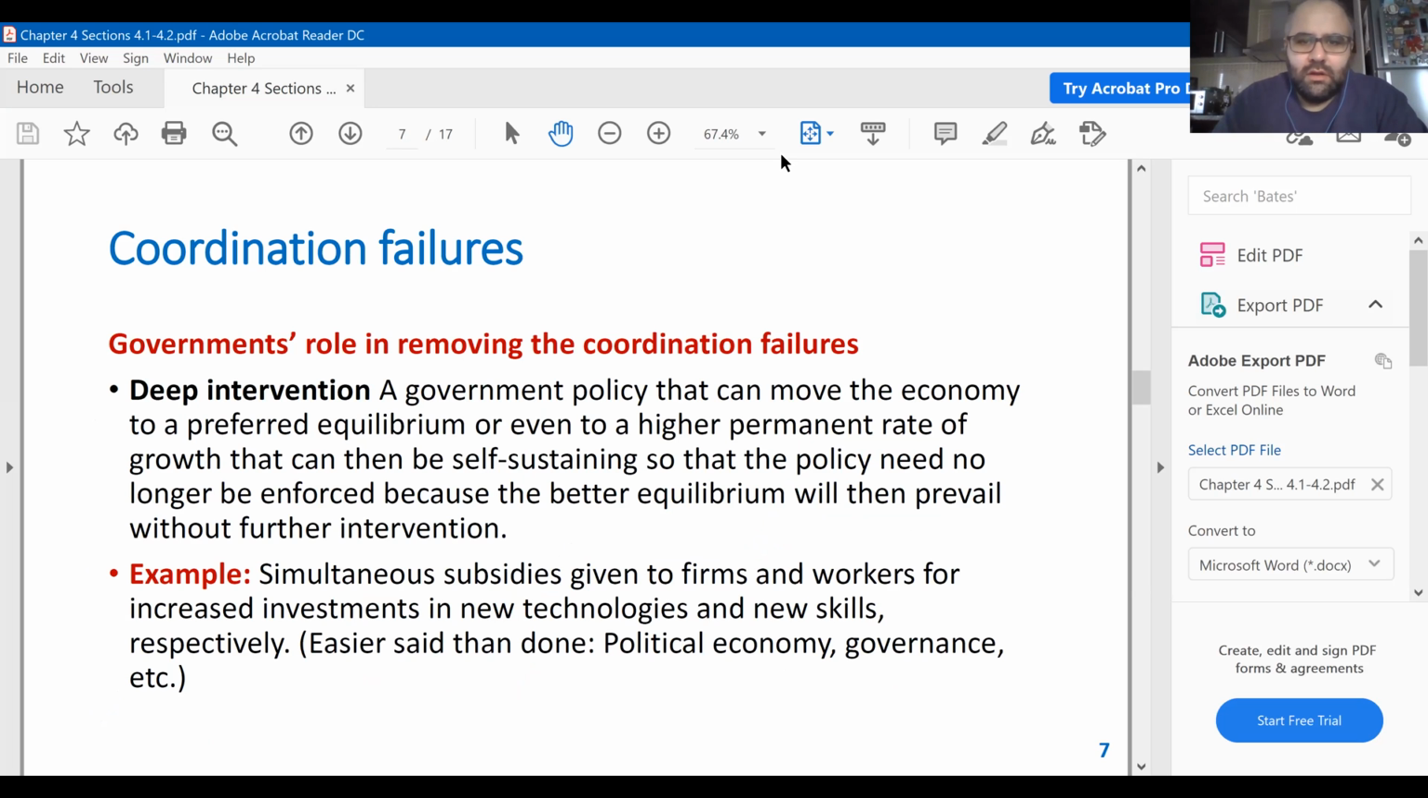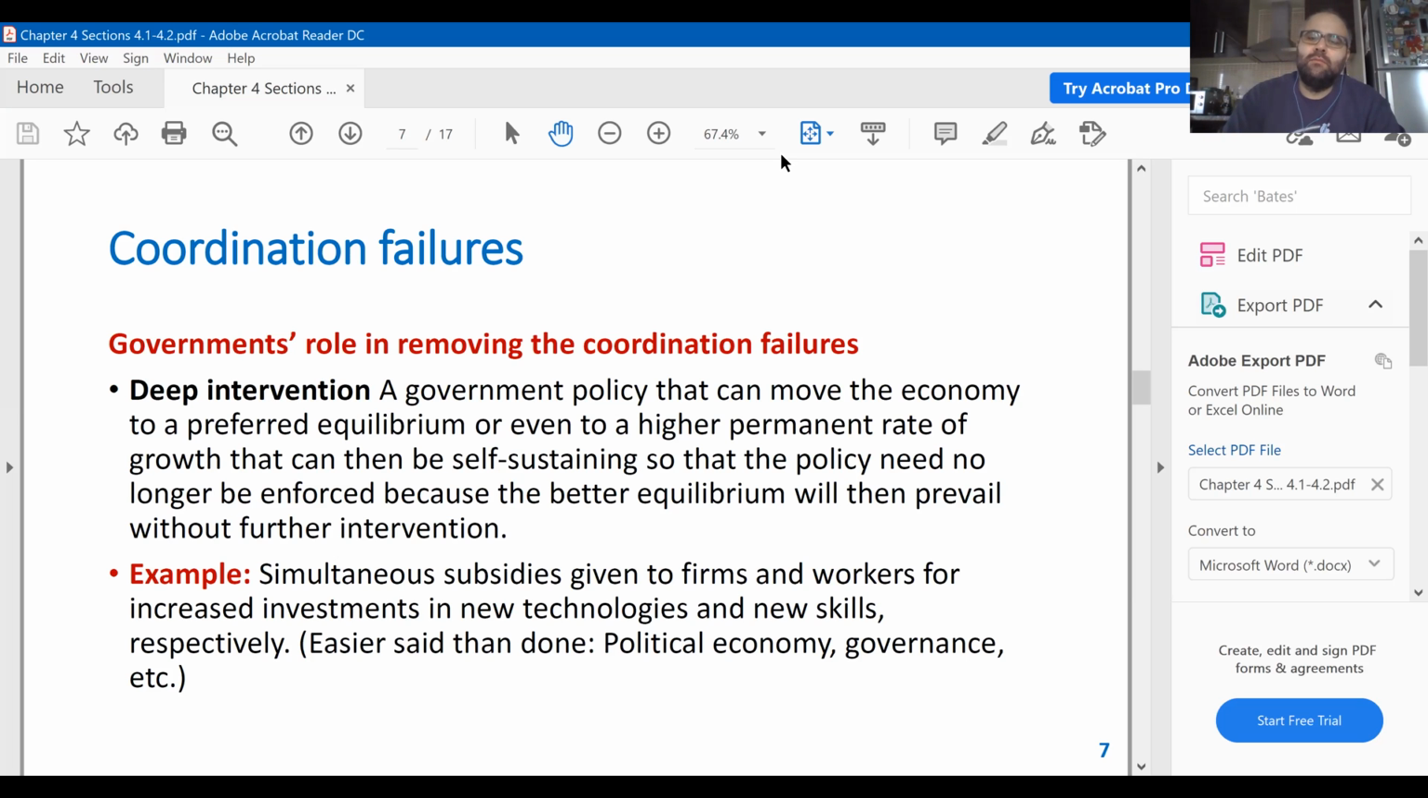Okay, so I can also talk about deep intervention. Obviously, you would ask, what does the government do, right? Okay, so if in the economy or in the society, we have such coordination failures, we have these complementarities. Because of these complementarities and different expectations, people usually face these coordination failures. What does a government do? What can a government do, right? Here, one thing is called deep intervention.